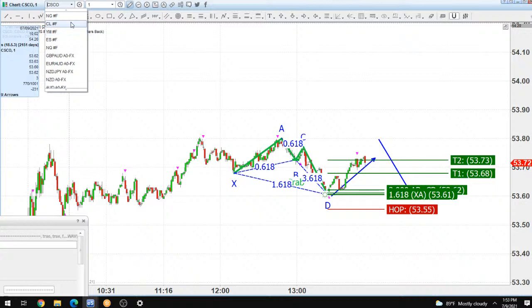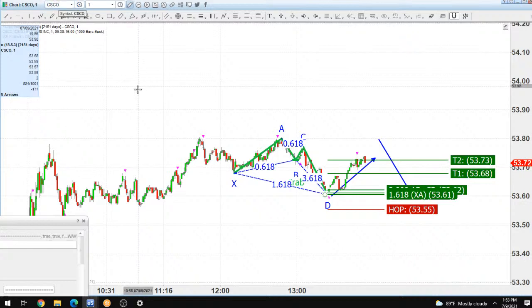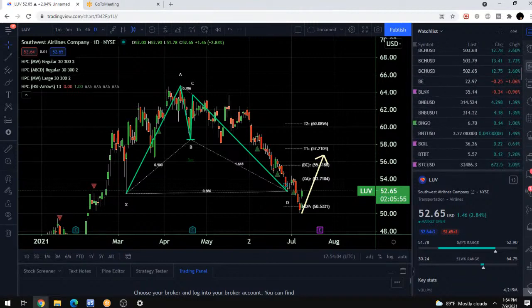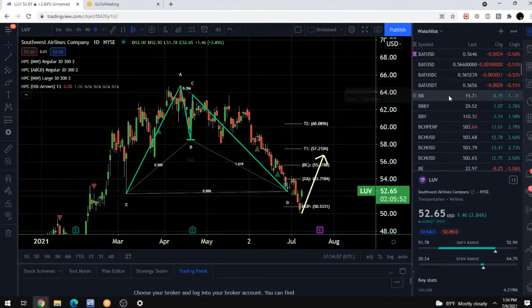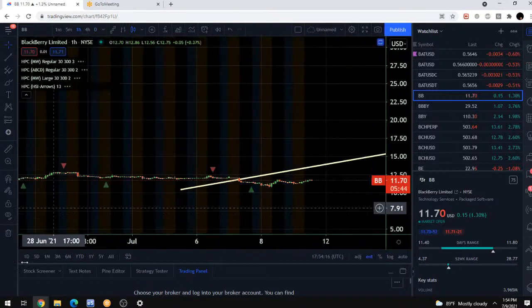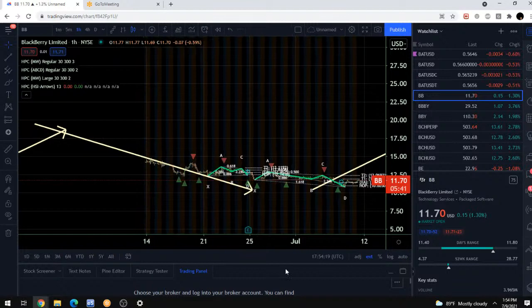Let me bring up, where was that other? What was that other one? Oh, I know what it was. Let's go over to the TradingView platform. BlackBerry is almost at its big target. We've been waiting on that one. Yeah, check this out. So we've been looking for this to do a real big looping back-to-back pattern, if you will.